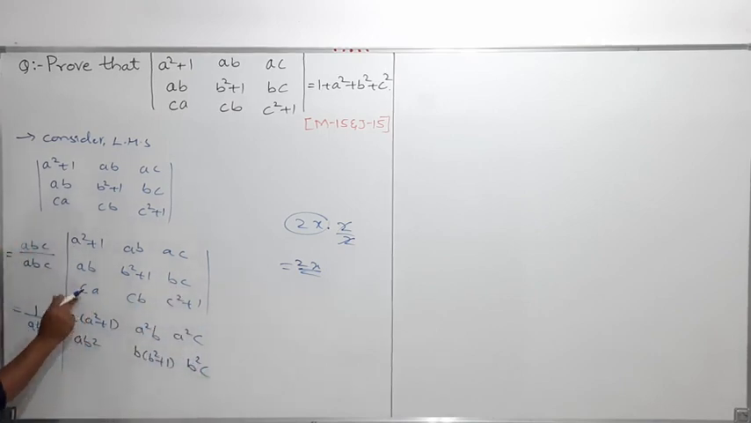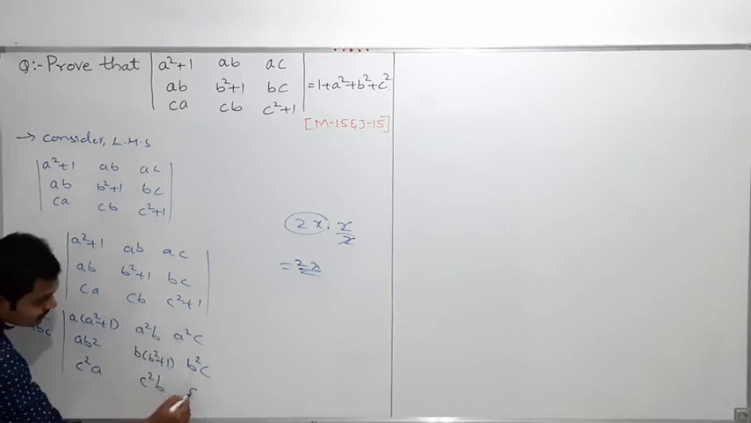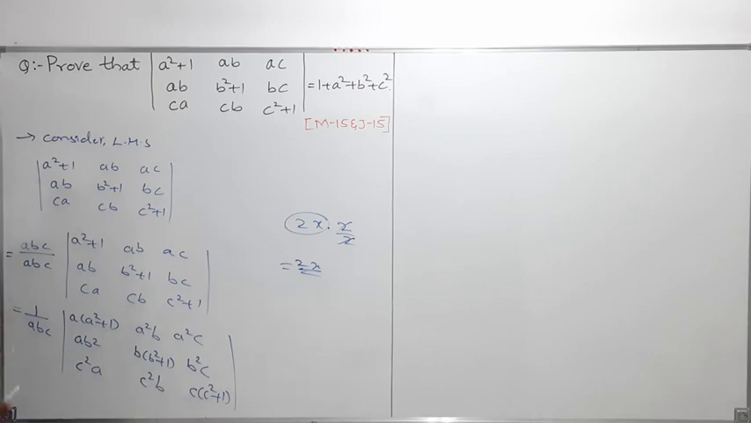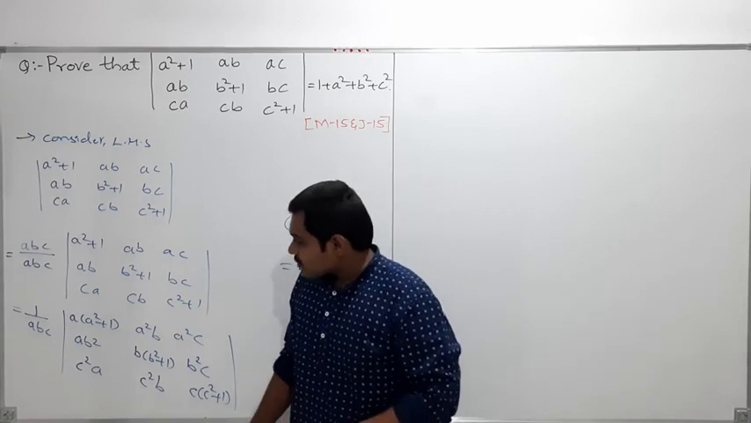And next, to the row 3 I am multiplying with C. So C into C is C square into A, C square into B, and next C into C square plus 1. So like this we can multiply. Clear? Now my dear students, you can observe here.